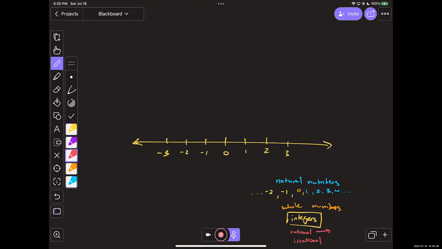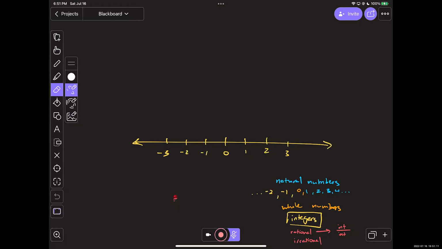Rational numbers means that I can write this as one integer divided by another. So for example, 2/3 is considered a rational number. I can write it as one integer divided by another integer. You'll also know that every single integer is also a rational number because every single integer can be written as itself divided by 1, which is an integer divided by another integer.